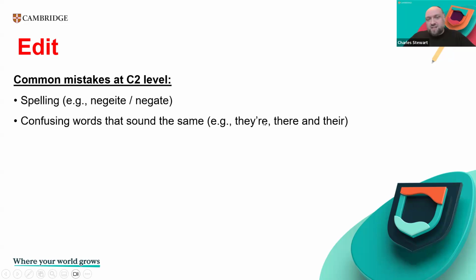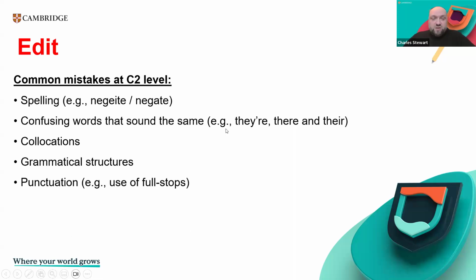Also, confusing words like there and their. Even though you know at the C2 level what these mean, you're in a hurry and you may easily confuse one of the words that has the same sound. Collocations are another big thing. Make sure to remember any prepositions and the correct prepositions as well. Grammatical structures, also punctuation, the use of full stops, the use of commas.